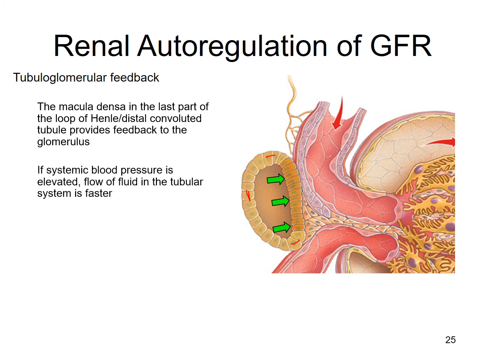So if systemic blood pressure gets elevated and it manages to overcome, let's say, the myogenic mechanism, then with a greater amount of filtration, it's going to speed up the flow of fluid in the tubular system. This increase in flow means that you don't have time to reabsorb what you need to reabsorb from the filtrate. So there's less time for proper reabsorption of sodium chloride and water.